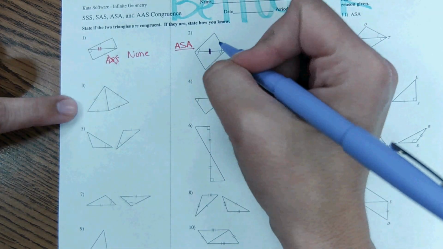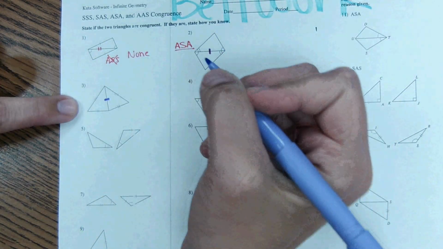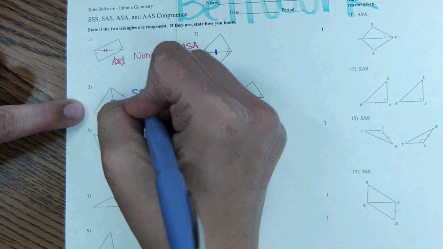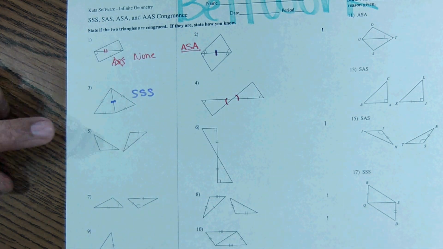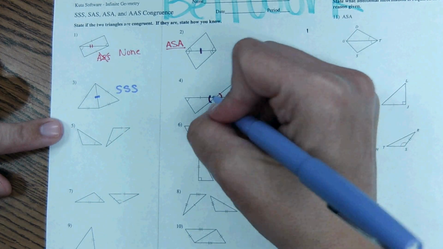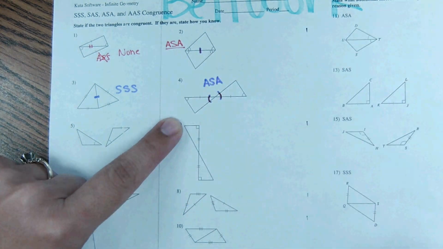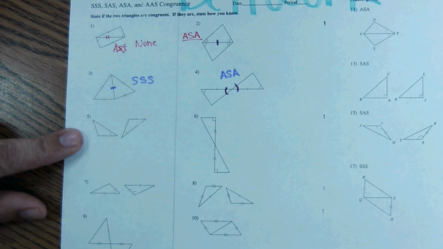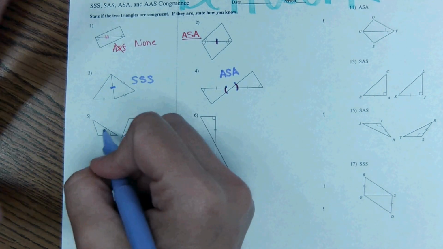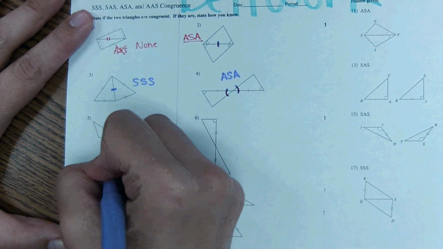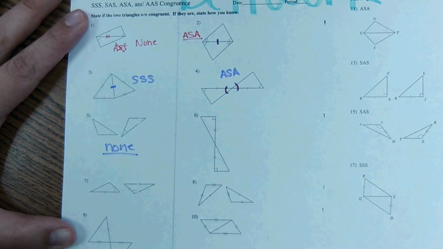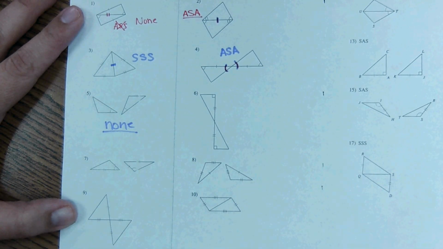Then for number two, it has a shared side, so we can mark that that's equal to itself, and then you have angle, side, angle. For number three, it has a shared side again, so we can mark that that's equal to itself, and then you have side, side, side. Then for four, I showed that the vertical angles are equal, and then you have angle, side, angle.